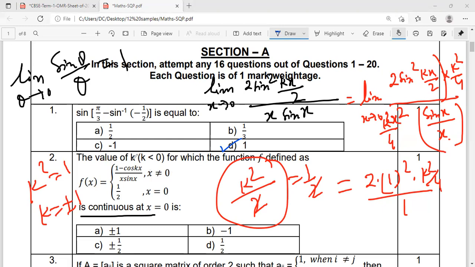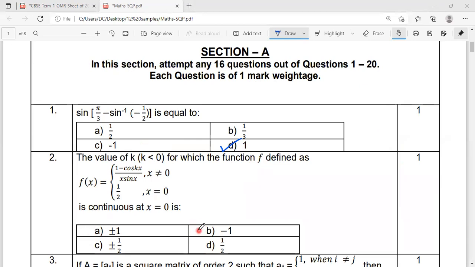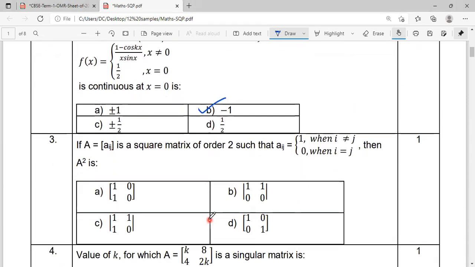We have the option plus minus 1. But remember, he said k is less than 0. So k should be negative 1. So our option is this. So we get option B, k is negative 1. So this question to some students might look a little longer. So they can actually skip this question and attempt the next one. And it's up to you which questions you want to skip. But if you are okay with the concept of limit, you must have understood it very well.